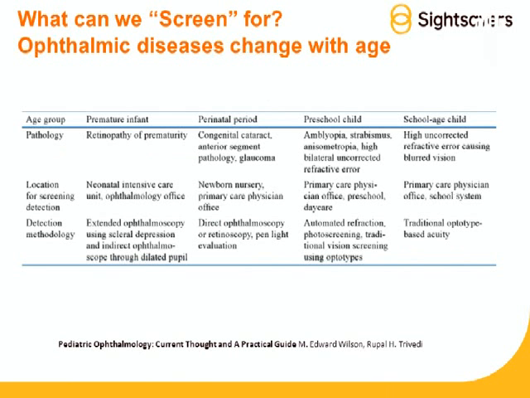So what all can we screen for in children? Based on age groups, we can screen children for a lot of diseases. In premature infants, we can definitely screen for retinopathy of prematurity. In the perinatal period, for congenital cataracts, other anterior segment pathologies, glaucoma. Preschool children can be screened for amblyopia, strabismus, anisometropia, and other uncorrected refractive errors. School-grade children can be looked at for uncorrected refractive errors that are causing blurry vision and others. Also, incidental detection of congenital anomalies can happen at any level.